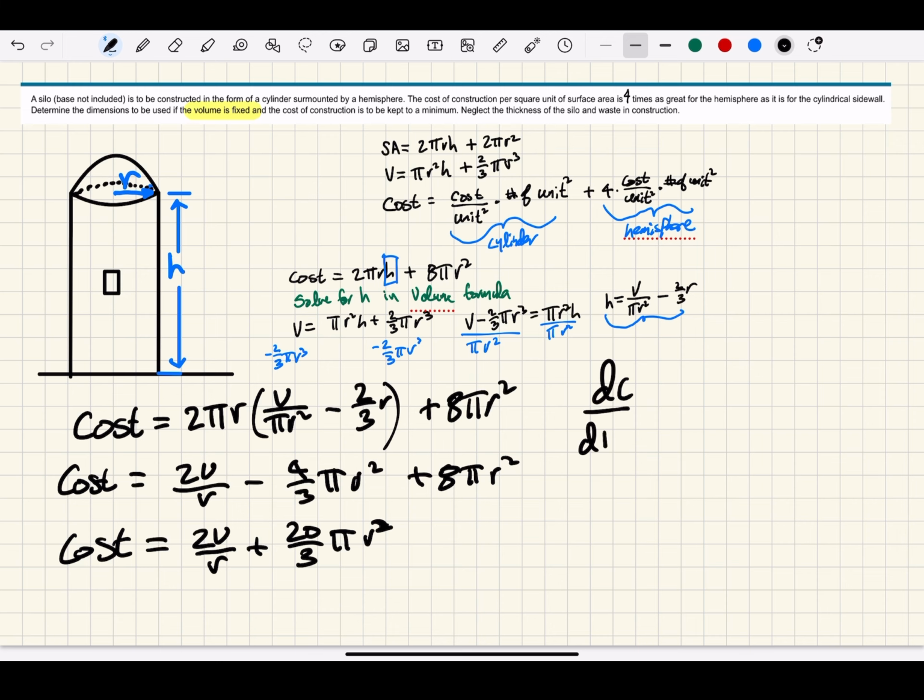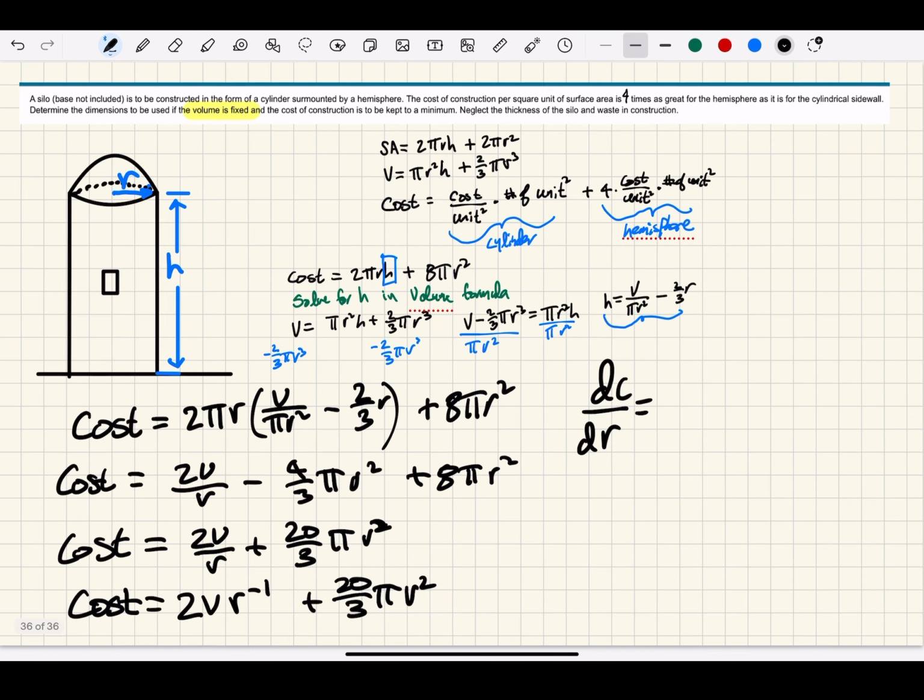Now we can find the derivative of the cost function. Finding the derivative of the cost function with respect to the radius will give us the slope of the cost curve. And where that has a horizontal tangent, we can find the extreme values for that function. The extreme value that we are looking for is the minimum cost. So we'll find this derivative and then set it equal to 0. We should probably express the cost as 2V r to the negative 1 plus 20/3 pi r squared in order to make it a little easier to find our derivative.